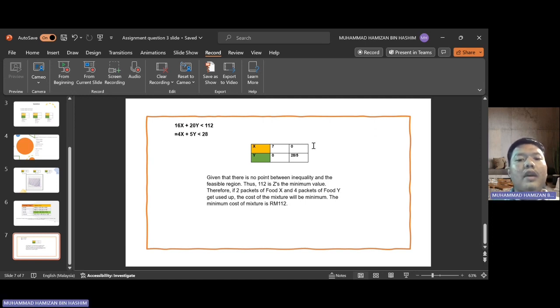Therefore, if 2 packets of food X and 4 packets of food Y are used, the cost of the mixture will be minimum. The minimum cost of the mixture is 112. That's all the explanation from me. Thank you.